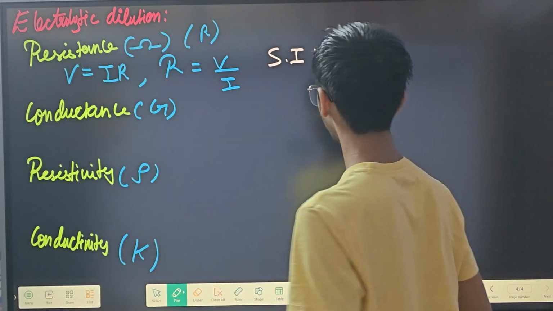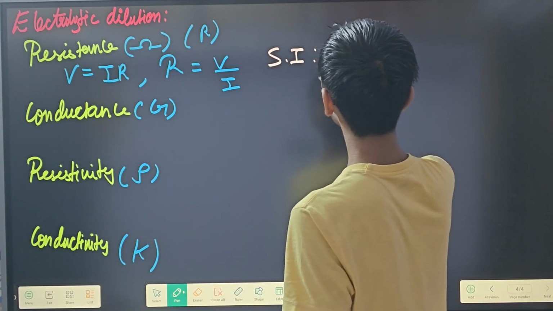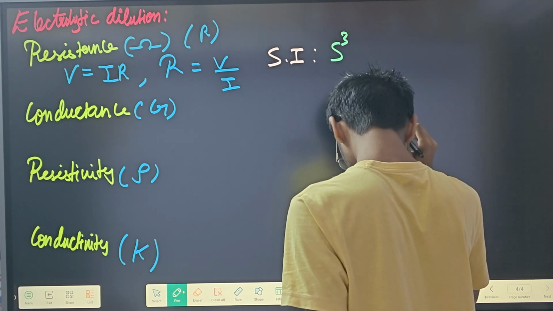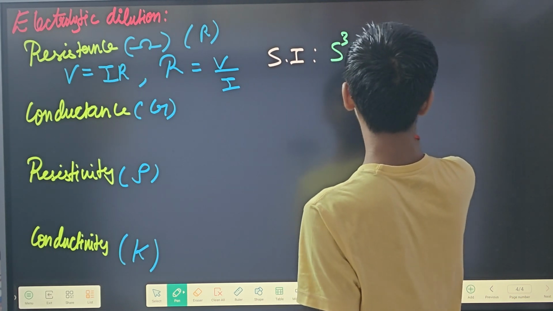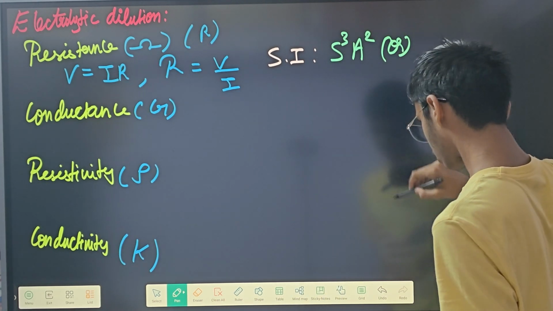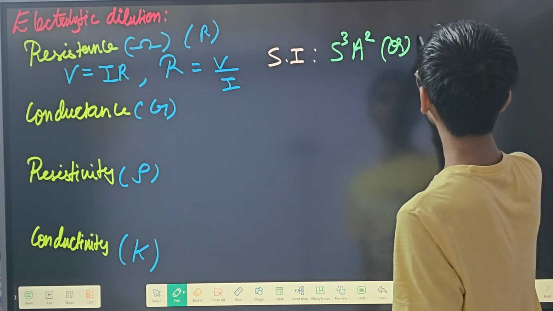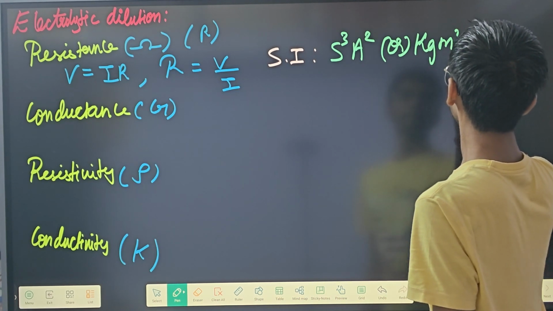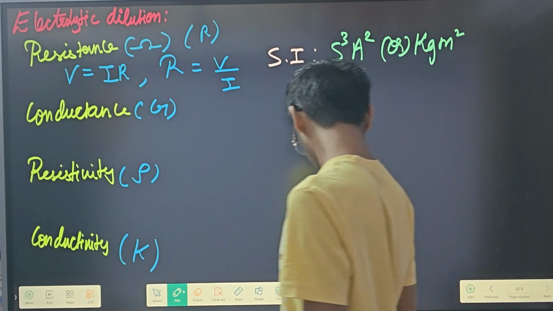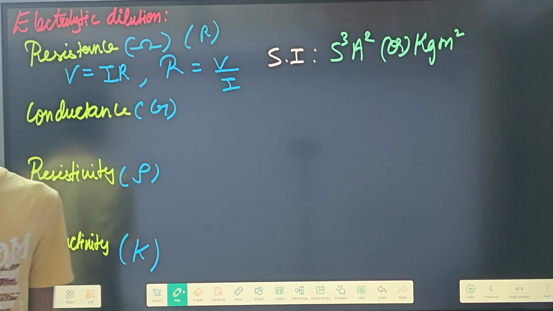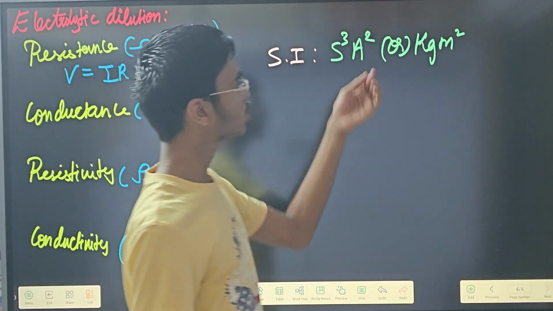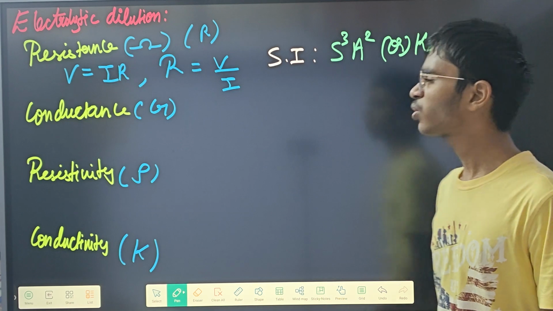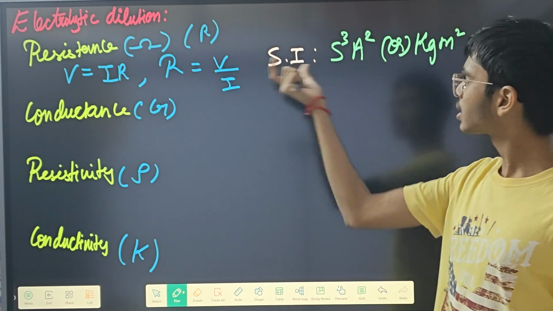Okay, SI units are also equal to Siemens cubed area squared, or also equal to kilogram meter squared. Well, there are some specific explanations and derivations for this also. I have given only the formula for this SI unit.